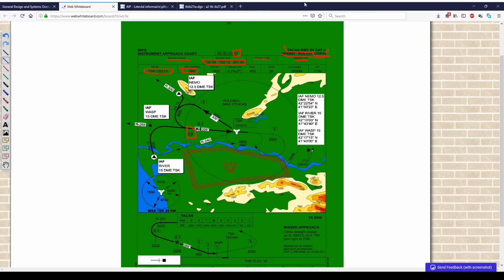Okay. You join the holding pattern written here. And this is also wrong because you should. What is wrong and what should it be? Here is the distance 8.